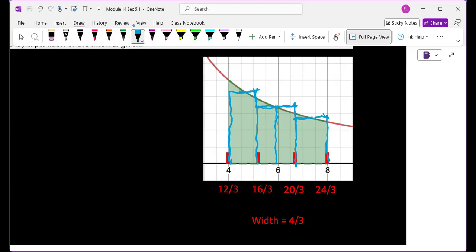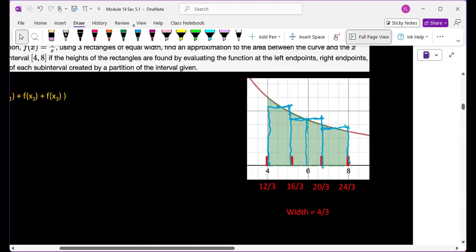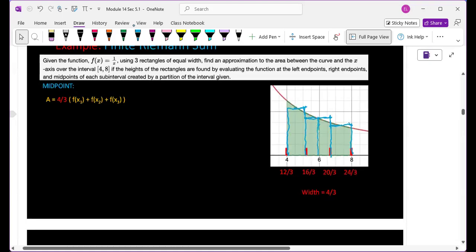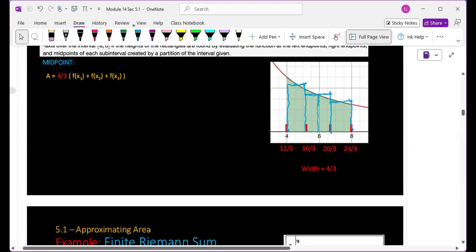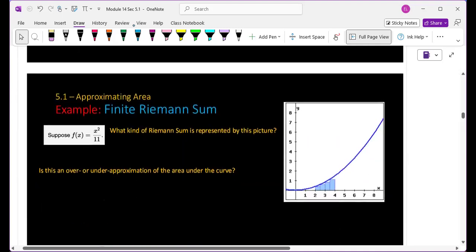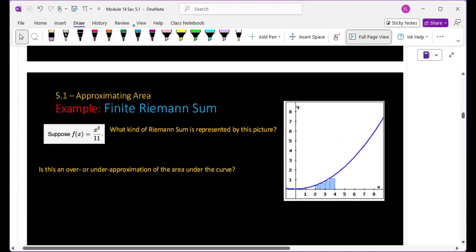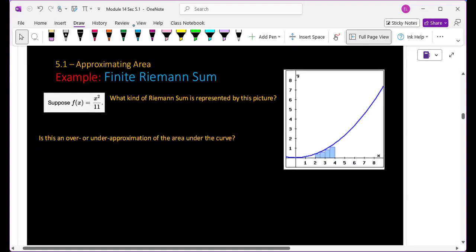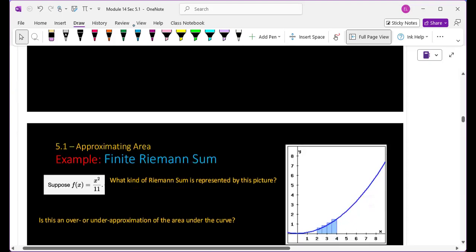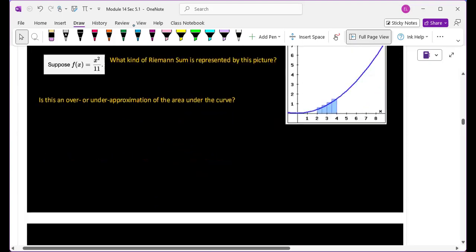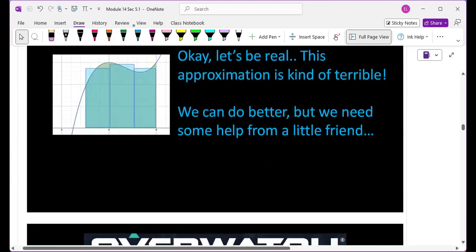So with the midpoints, it's going to be closer. We get a little over and a little under on each of the estimates. This is also a longer section though. Let's see what all we got.